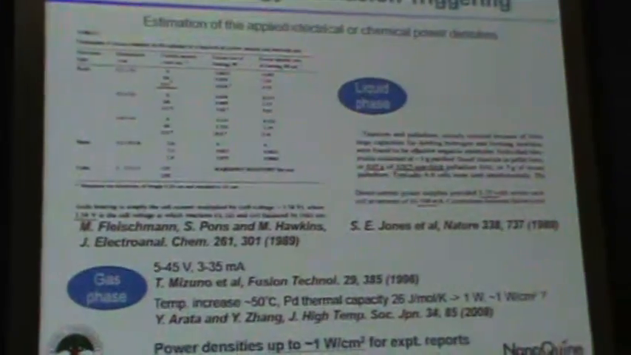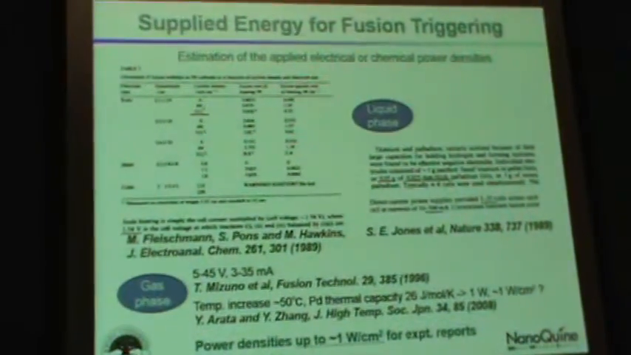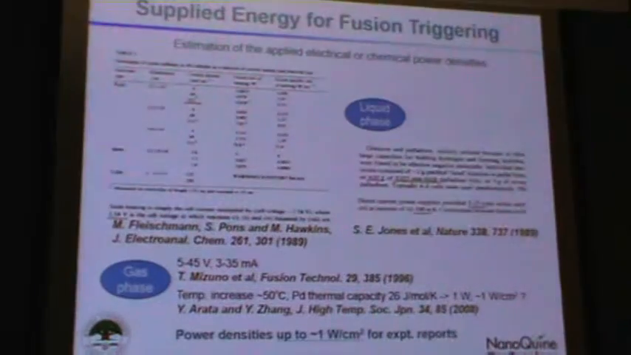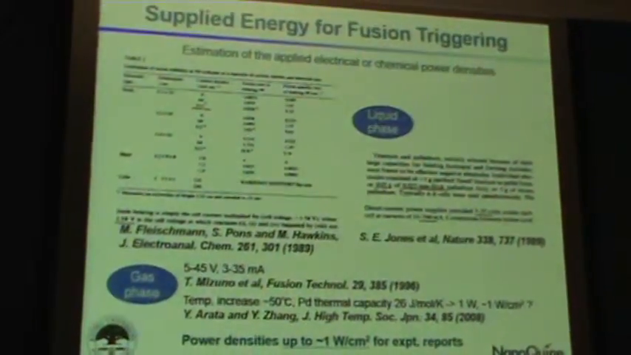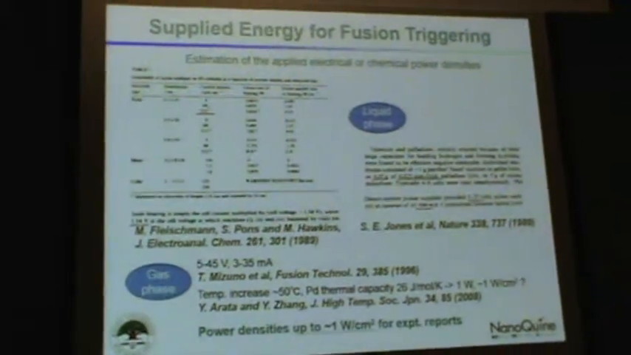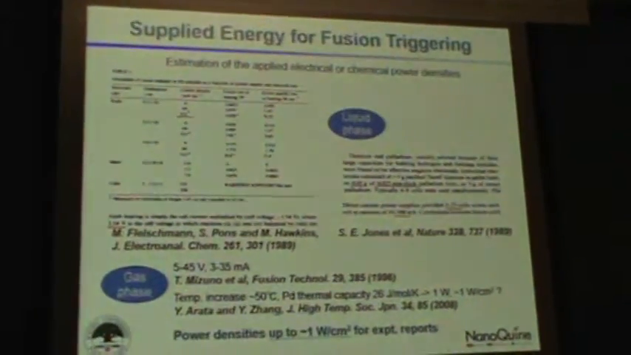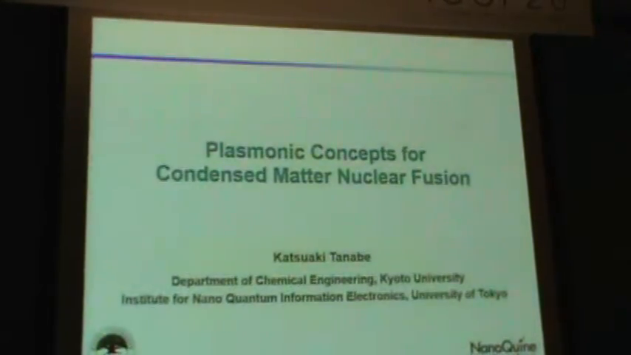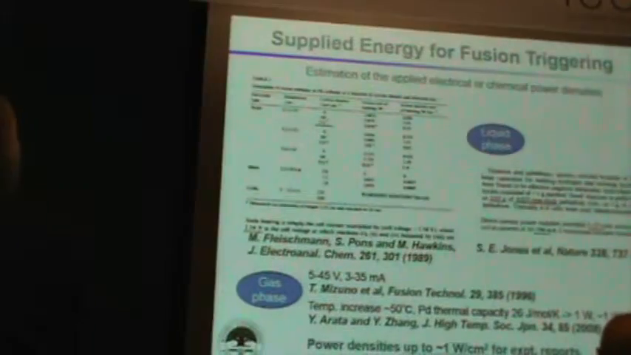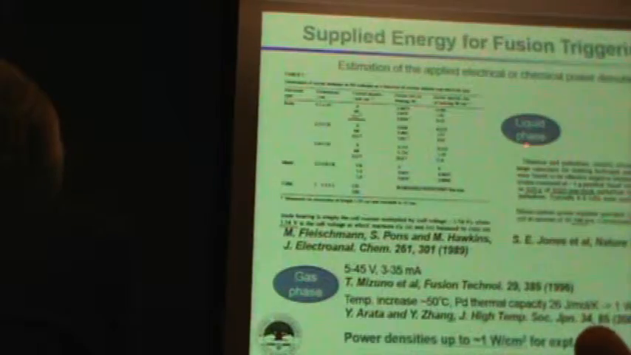Alright, I took a little survey of the injected power for the earlier experimental works in the CF field, and my conclusion is that the injected power is on the order of 1 watt per square centimeter. This is the basic value for the injected power for both the liquid phase and gas phase experiments so far.